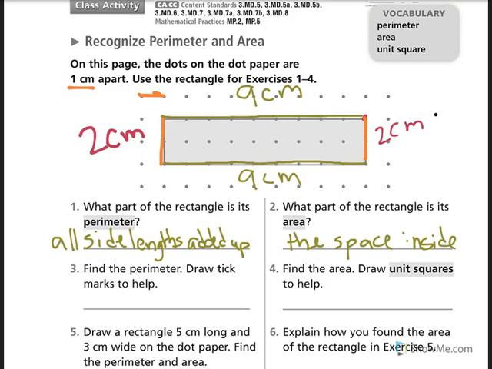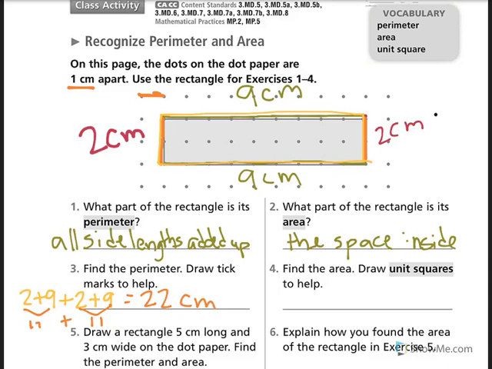So now we're going to find the perimeter. So we're going to choose the side to start with. We'll start right here. So this side is 2. And then we're going to add that to this side here, 9. And then we're going to add that to this side here, 2. And add that to this side here, 9. So I'm looking here, and that's going to be 11, and this is also going to be 11. And when you add those up, we get 22 centimeters.